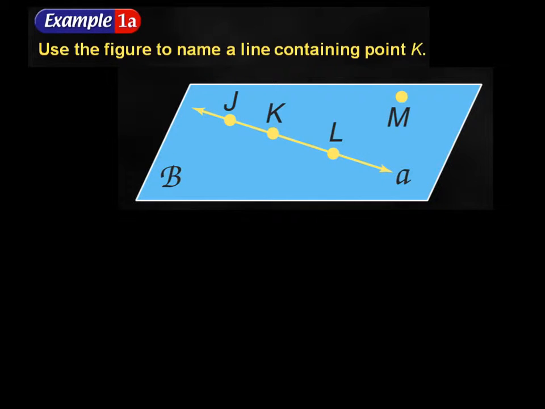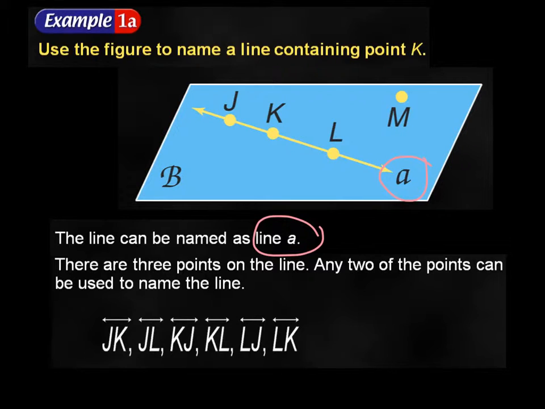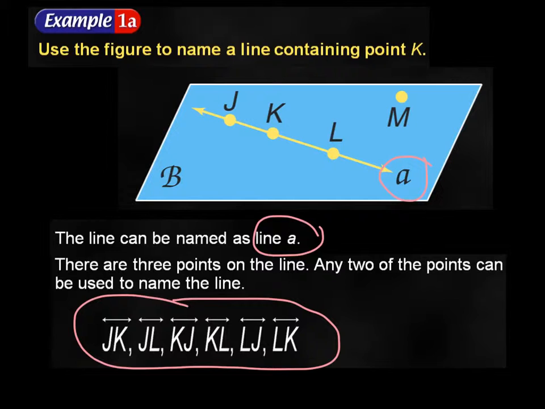They ask us to use the figure to name a line containing point K. There are a lot of different names we can use. We can start off just using that lowercase a that they labeled the line with. There are 3 points on this line, so any 2 of those points can be used to name the line. It does not matter in what order, because lines go forever in both directions. So we have 1, 2, 3, 4, 5, 6, 7 different correct answers. You do not use 3 letters, even though there are 3 points on this line, only 2 are needed.